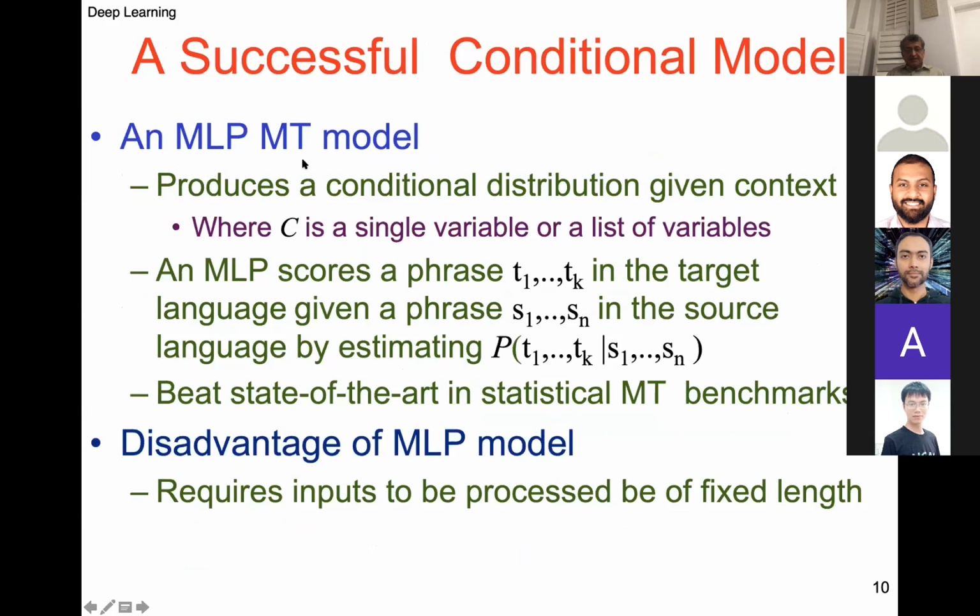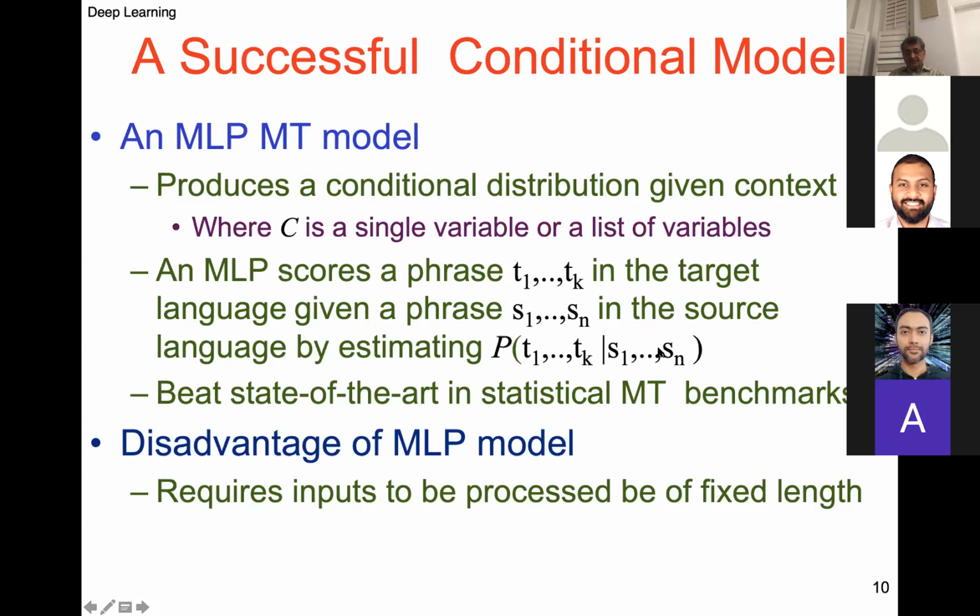Okay, a multi-layer perceptron machine translation model produces a conditional distribution given the context, where C is a single variable or list of variables. A multi-layer perceptron scores a phrase T1 through TK in the target language given a phrase S1 through Sn in the source language by estimating P of T1 through TK given S1 through Sn. So this was a straightforward multi-layer perceptron machine translation model that was finding the most probable sequence given the input sequence. And it beat the state-of-the-art statistical machine translation benchmarks. So this was neural network based, but it was a multi-layer perceptron.